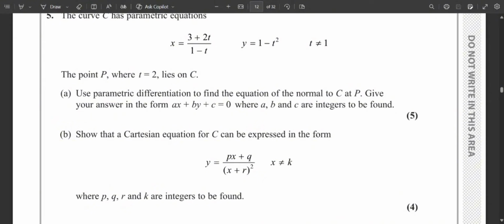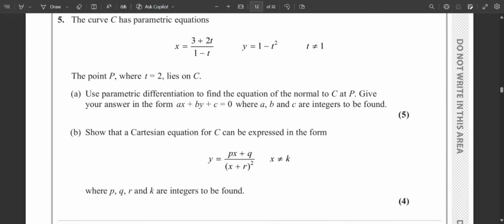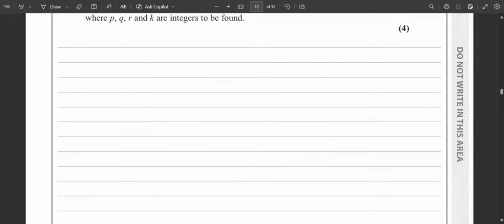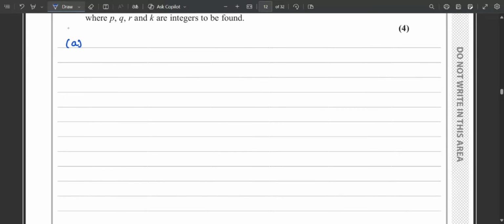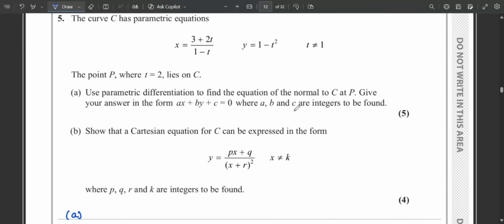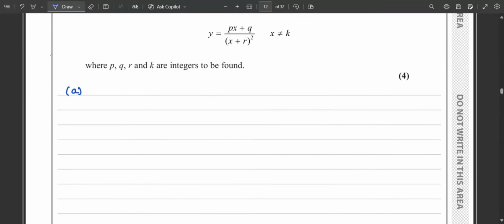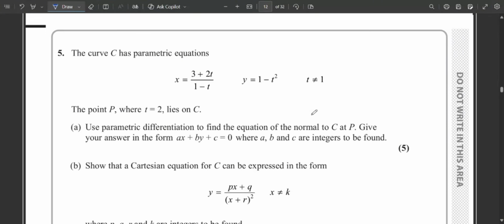So we have to find an equation for the normal to our curve C at our point P. To do this, we can first find the gradient of the normal. Now, to find the gradient of the normal at point P, we first have to find the gradient of our curve at point P.